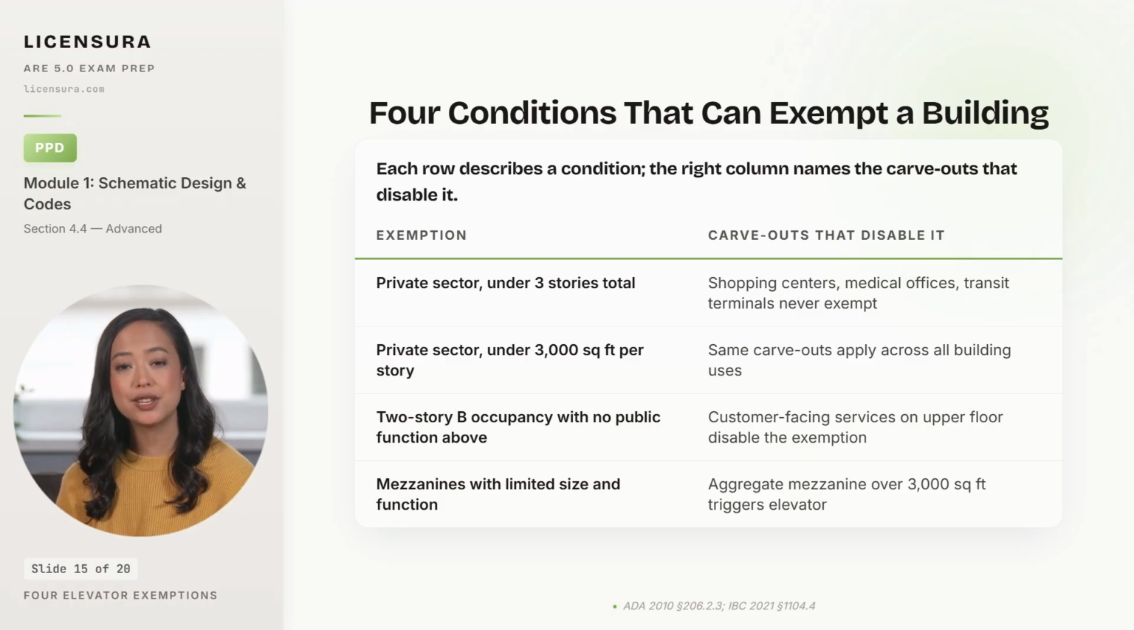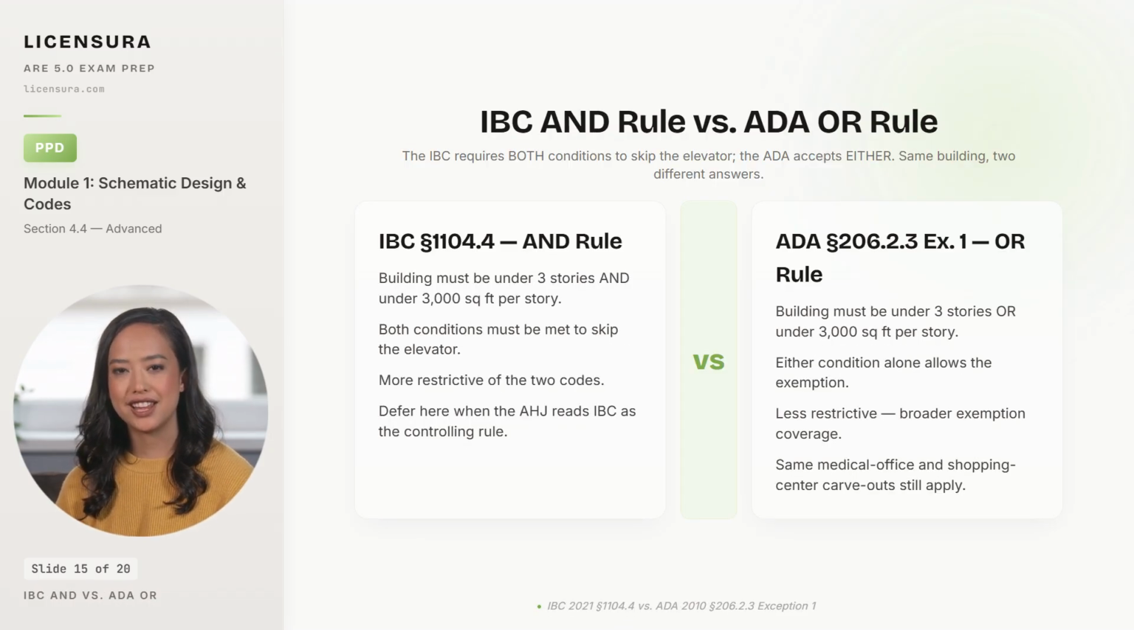The medical office trap is the one that gets architects in practice. They assume any small 2-story office qualifies, and the ADA immediately removes the exemption because the building is a healthcare facility. And there is a subtle and versus or discrepancy between the IBC and the ADA scoping. The IBC and the ADA both define an elevator exemption based on the same 2 parameters: story count under 3 and floor area under 3,000 square feet per story. But they connect those parameters with different logical operators.